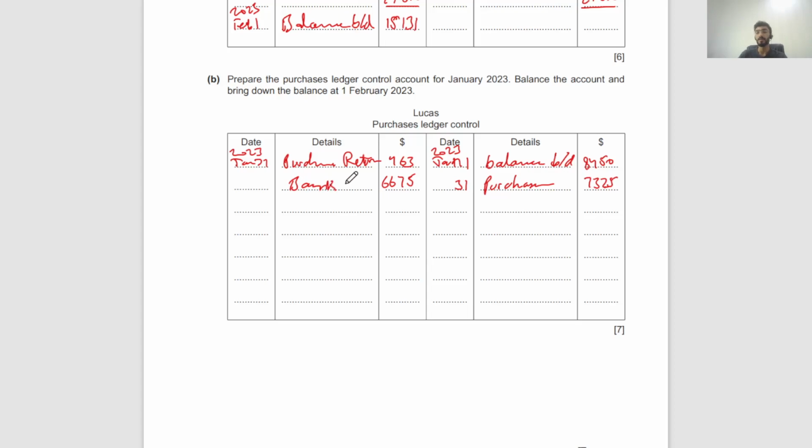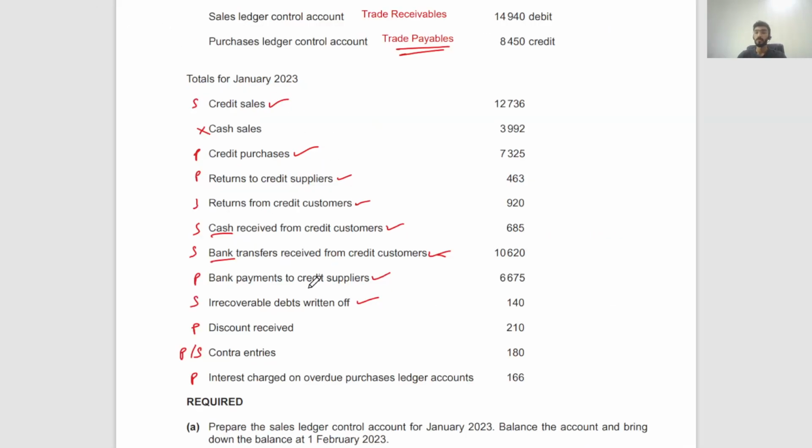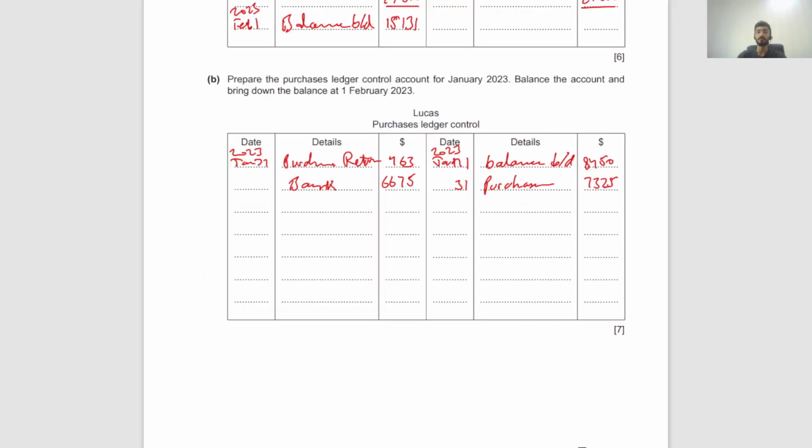Obviously, the bank will be credited because we're paying. We're not receiving, we're paying. And so bank will be credit and this account will be debit. That's one way to look at it. Okay, let's move on.